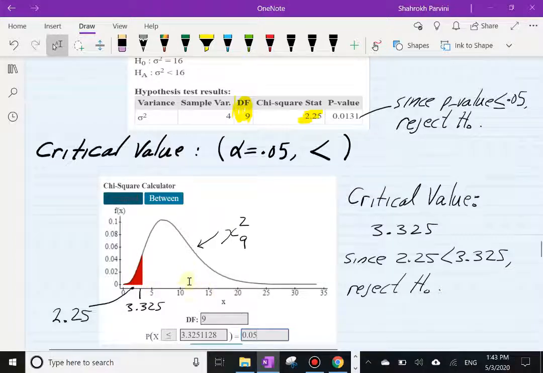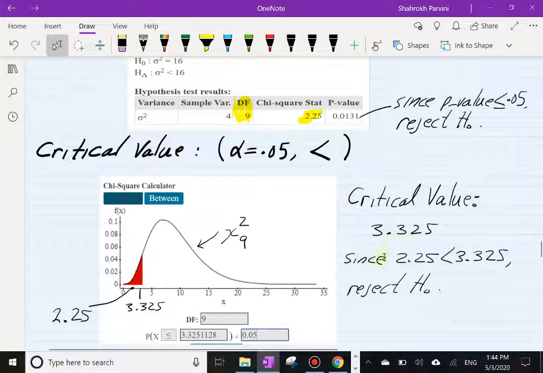So I went to StatCrunch, and you know how to get these areas now, right? I went to degrees of freedom. I plugged in a 9. Remember, sample size was 10. 10 minus 1 was 9. Left tail, because this is less than. And I put the size of our test, 0.5, in here, and that's our critical value right in here.